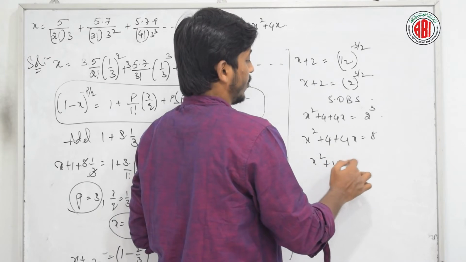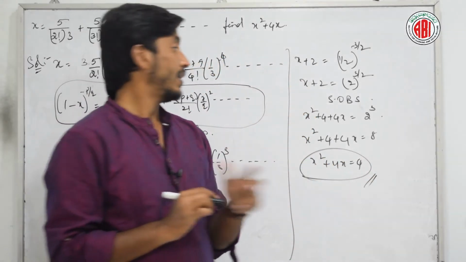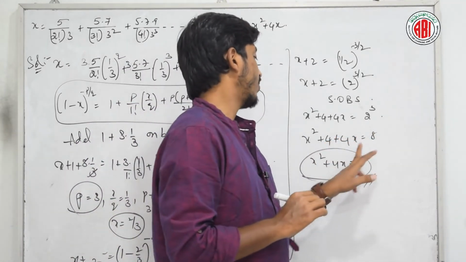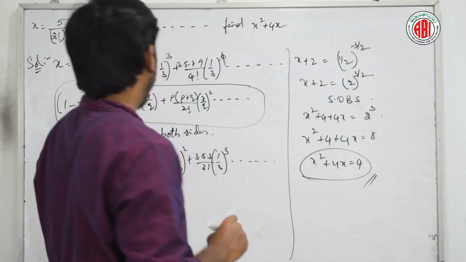x square plus 4x is equal to 4. That is what they asked us to find. Is it simple? 2 cube is 8. 8 minus 4 is 4. Done. Anything extra we have to find?